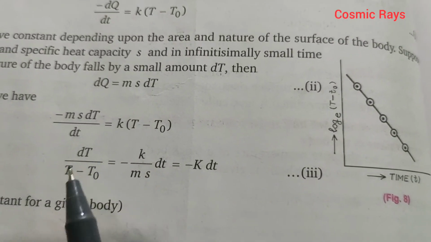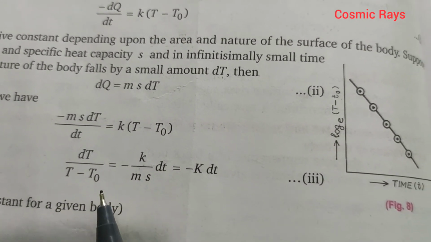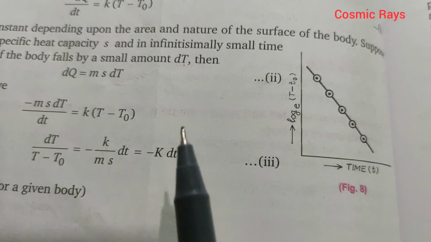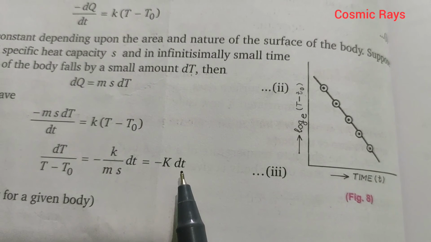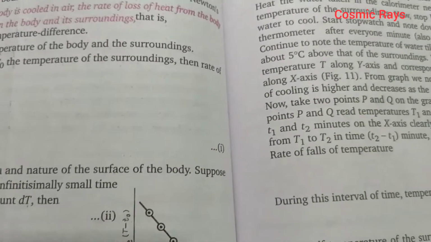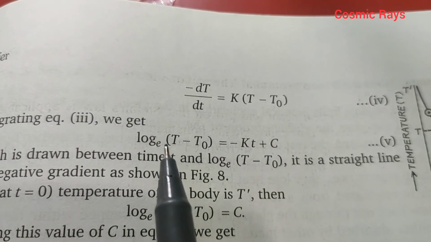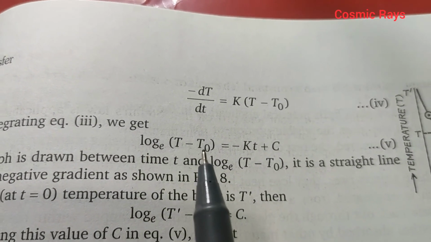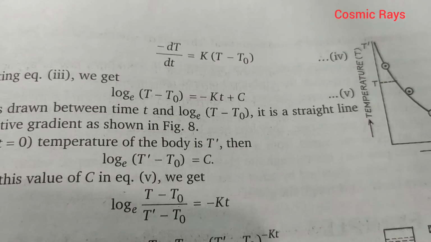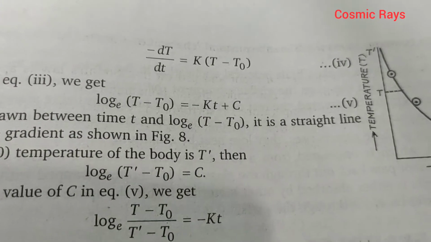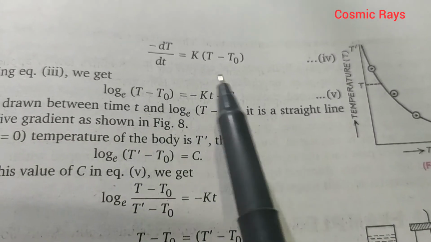So integration of dT upon T minus T naught is nothing but log (T minus T naught), and on the other side, since K is a constant, it stays outside, and integration of dt will be t, plus the constant of integration, that is C. So the equation looks like log (T minus T naught) equals minus Kt plus C. C is the constant of integration. Now antilog can be taken, or we can leave the equation here itself.